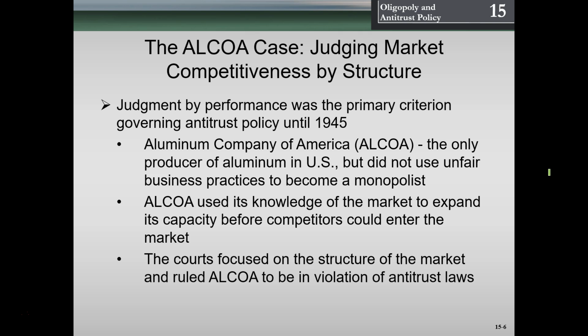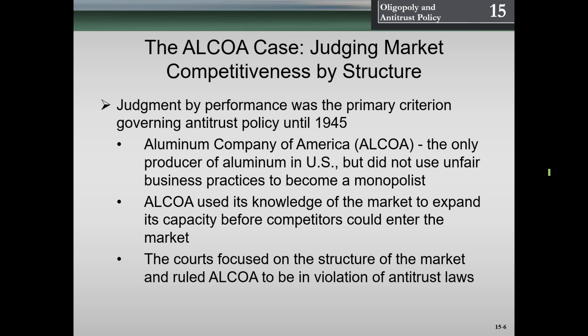And the courts focused on the structure of the market and ruled that ALCOA was a violation of the antitrust laws. So note what they said here. They said, we understand that you didn't do it unfairly. However, simply by the fact that you are a monopoly, we need to regulate that.